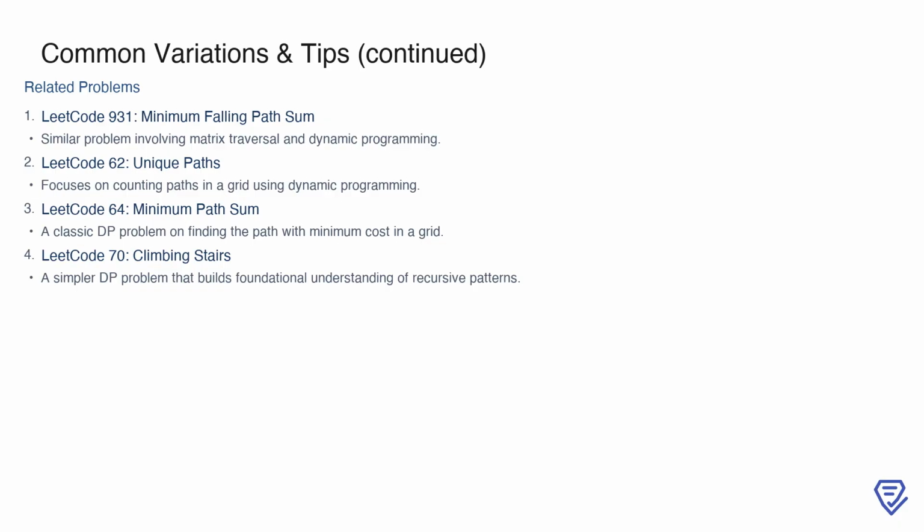For example, LeetCode 931, Minimum Falling Path Sum, is a very similar problem that involves matrix traversal using dynamic programming. LeetCode 62, Unique Paths, focuses on counting paths in a grid and is another excellent example of dynamic programming in action. LeetCode 64, Minimum Path Sum, tackles finding the minimum cost path in a grid, which builds directly on the same principles. Finally, LeetCode 70, Climbing Stairs, is a simpler dynamic programming problem that introduces foundational concepts like recursive patterns and subproblem optimization. Practicing these problems can deepen your understanding and improve your performance on variations of similar challenges.